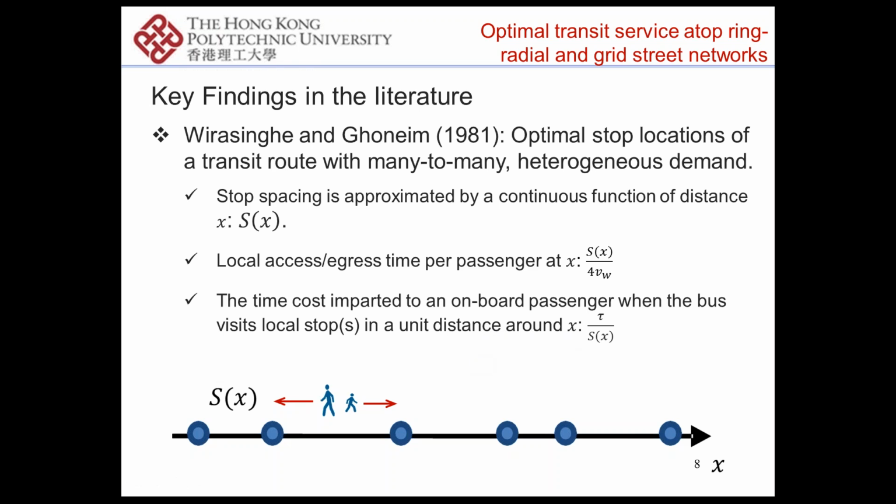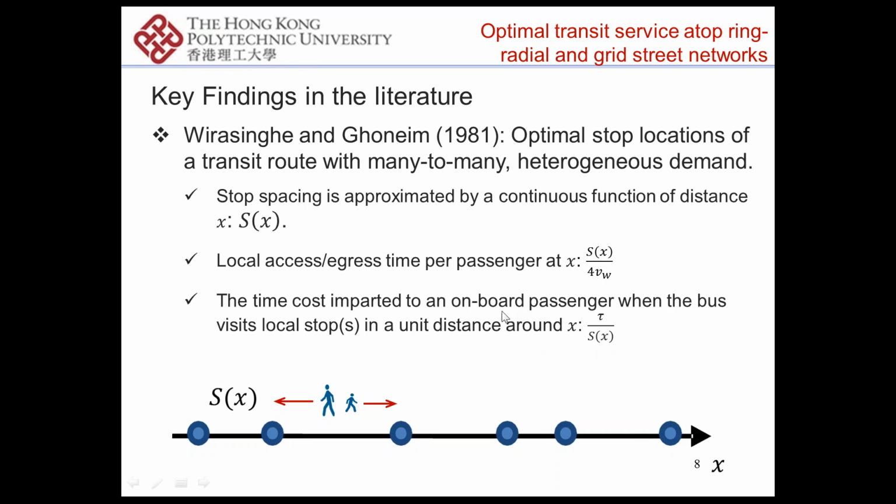Note that tau is the time wasted by a bus per stop, and 1 over sx is actually the density of stops, or the number of stops in the unit distance. So this is the time wasted by one onboard passenger in a unit distance. Okay. So now we consider that only these two user cost components are related to the stop spacing sx.